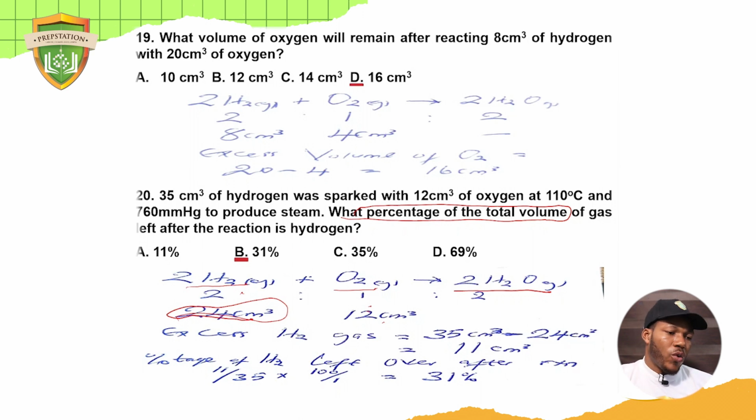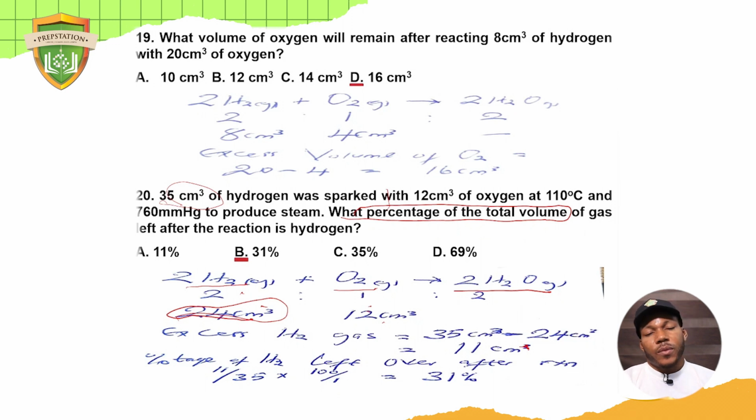So now go back to your question. You are given 35 cm cube of hydrogen gas packed with 12. So the gas that will be left over will be 35 cm cube minus 24, which gives us 11 cm cube. But the question says, what percentage? So now take the percentage of this: 11 over the total volume of gas left, multiplied by 100. That is how you get the percentage.